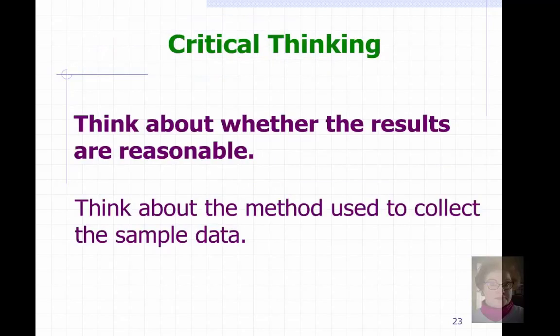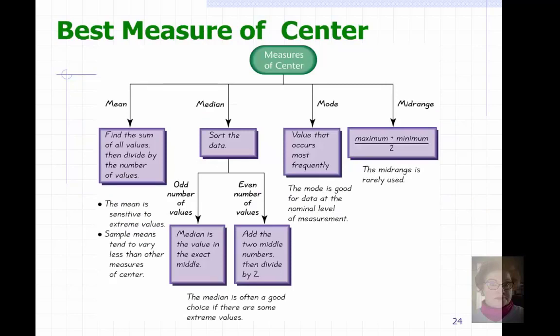So when we find the measures of center, we want to think whether the results are reasonable or not. Let's think about the method used to collect the sample data, because that really does tell us what measure of center is most appropriate. Now, what do we do first? When we want to talk about the mean, we find the sum of all the values, divide by the number there are. It's sensitive, and sample means tend to vary less than other measures.